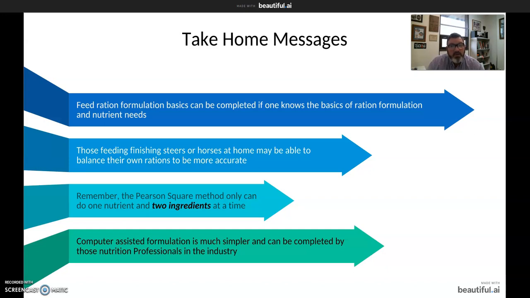Remember, the Pearson square only does 2 ingredients at a time. That's a limitation of it, but there's ways that we can get around it. And then again, with computer-assisted formulation, it's much, much simpler, and we will practice something similar to what the professionals use in the industry in subsequent units.